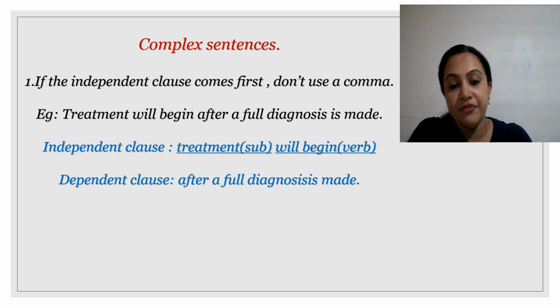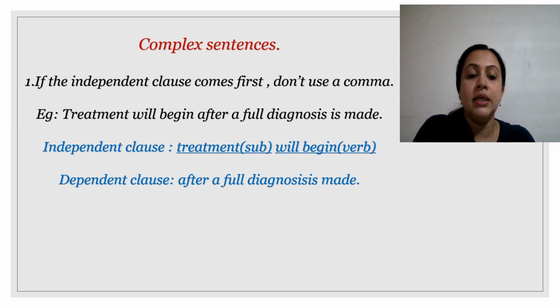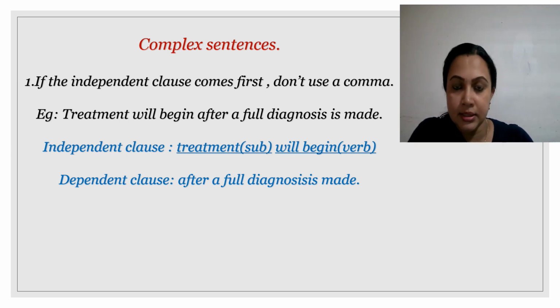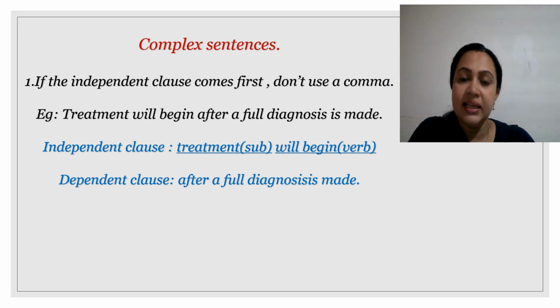Treatment will begin after a full diagnosis is made. Here you can see 2 ideas are there, isn't it? The independent clause is that treatment will begin. That can stand by itself. And the dependent clause is after a full diagnosis is made. That is not a complete sentence, is it? Something should be following it. So that is a dependent clause. When you write the independent clause first in a complex sentence, you don't need to use a comma. I hope that's clear.